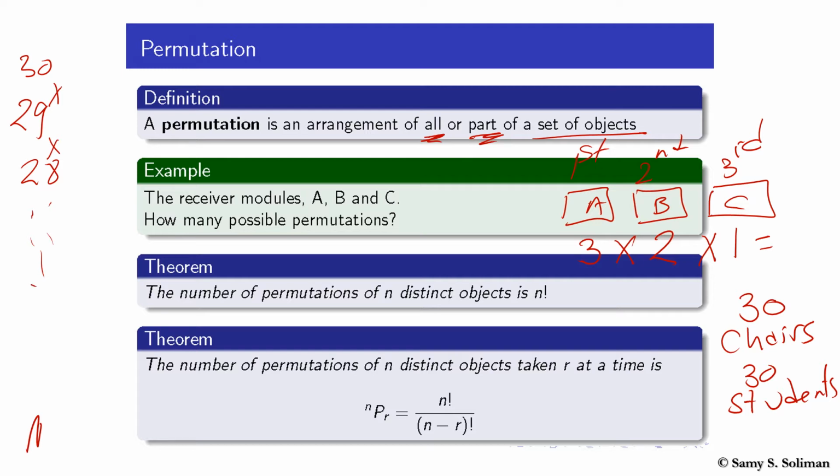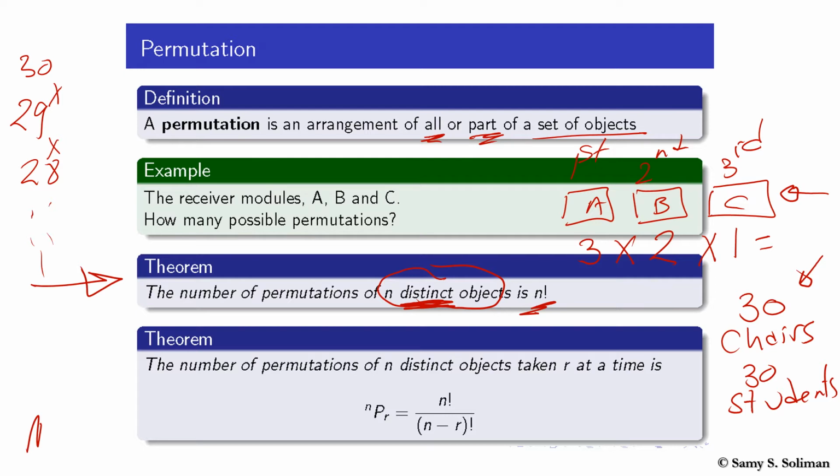So this gets us to the theorem which says that the number of permutations of n distinct objects is n factorial, and as we know, n factorial is n times n minus 1 times n minus 2 and so forth until 1. So here we have to be careful with the term n distinct objects. So we are talking about n objects which are different from each other. So in this example, we have 3 different modules, module A, module B, and module C. In the example of 30 students who will be using 30 chairs, we are talking about 30 different students.